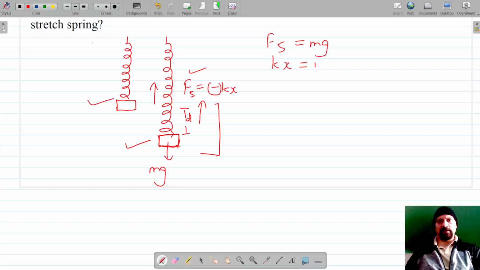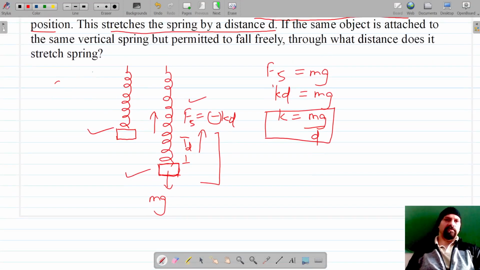We are just taking the magnitude, and here the distance moved is d. So restoring force is k into d, and now k is equal to mg by d. So this is the spring constant. Okay, so this is case one.